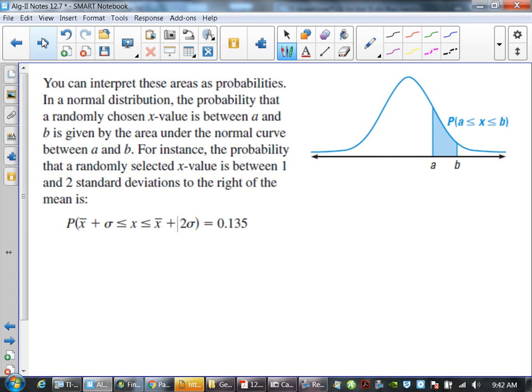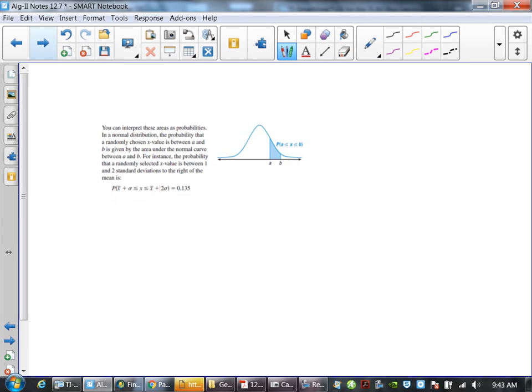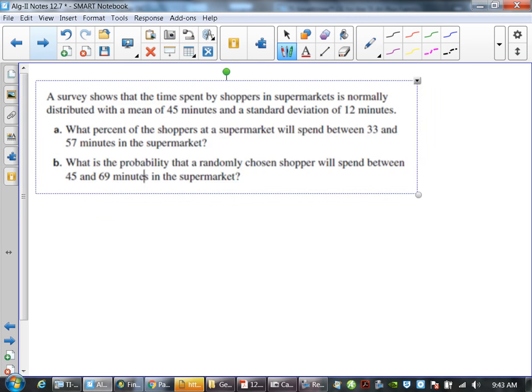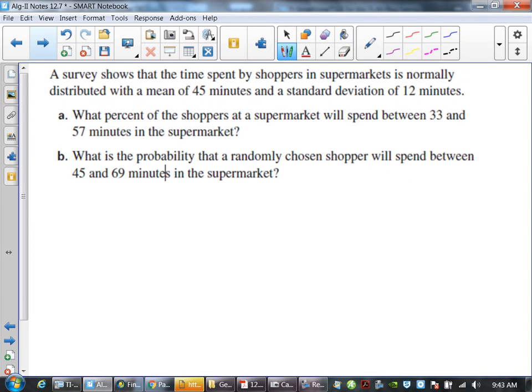So what happens here is that we're going to be able to take information like this. A survey shows that time spent in the supermarket is normally distributed with a mean of 45. If you have a mean of 45, that means it's the average. So the average time spent in the grocery store is 45 minutes with a standard deviation of 12.